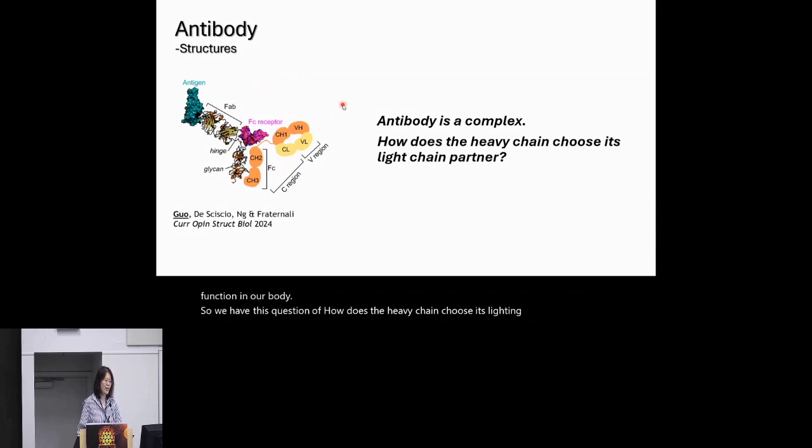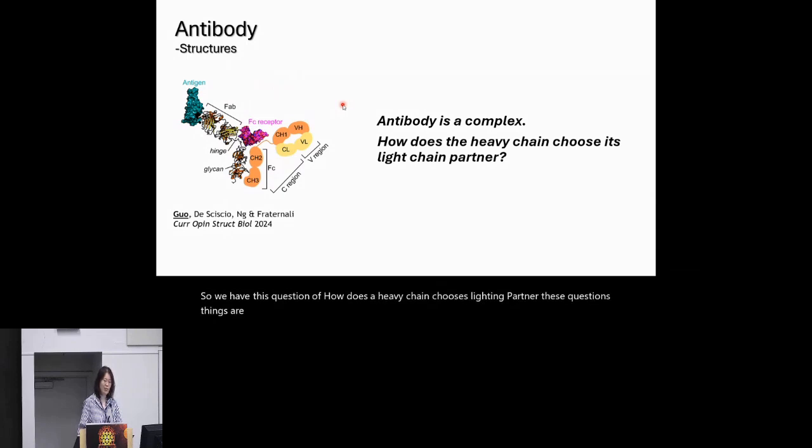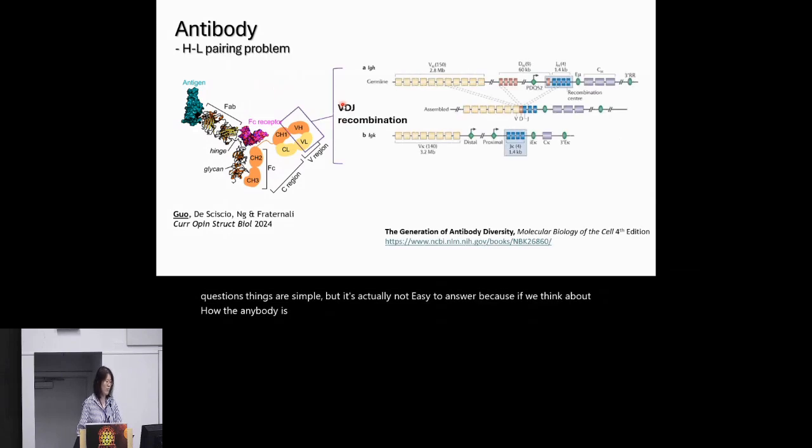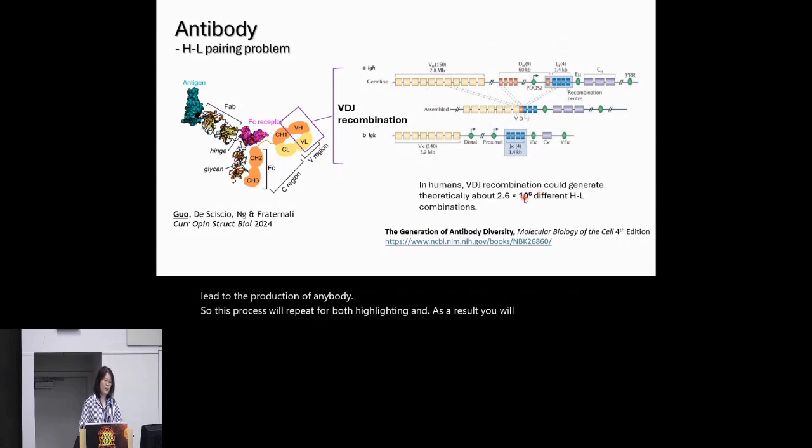This question seems simple, but it's actually not easy to answer. Because if we think about how the antibody is generated, it goes through this process called VDJ recombination. So in our germline, we have different gene segments for the V, D and J genes. And all these segments recombine with each other to form the final segment, which will lead to the production of the antibody. This process will repeat for both heavy and light chain. And as a result, you will have 10 to the 6 different heavy and light chain combinations. And it's difficult to determine which light chain partner this heavy chain wants to choose to produce the final effective antibody.